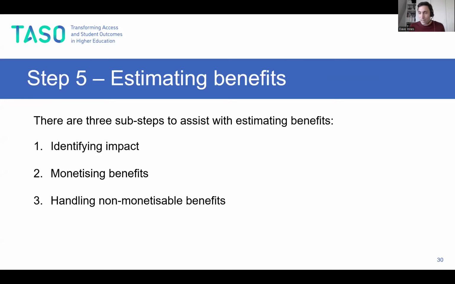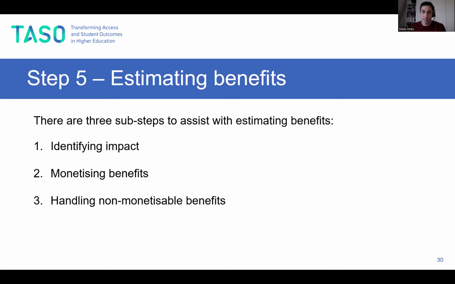And although it's one step in the framework, I think it's important to think about it in terms of 3 separate sub-steps. So to be able to estimate benefits overall, what we're going to have to do is identify an impact of the intervention on each of those benefits. There's then a second step, once we've identified the impact, of monetizing them, which means we may have identified an impact on something like student well-being, which is measured in a certain metric. We've got to then think about, well, what was the monetary value of that benefit itself?